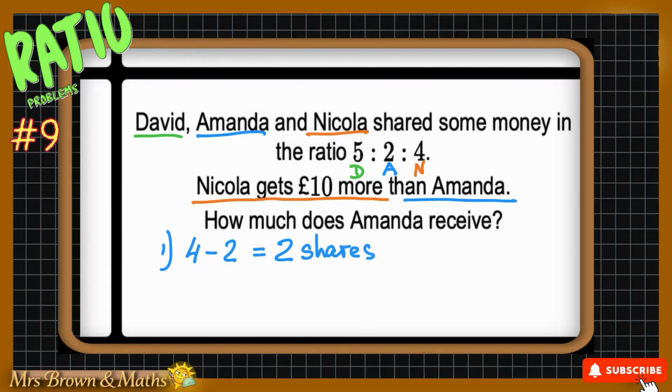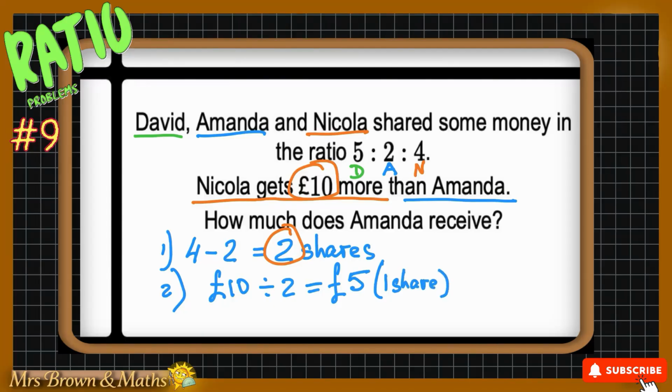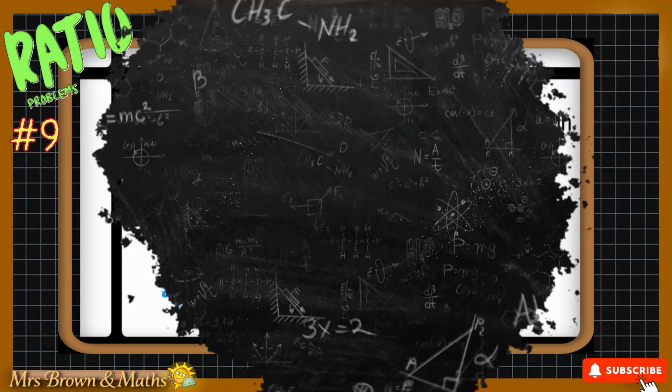How to work out the value of one share? £10 divided by 2. The value of one share will be £5. Our question is, how much does Amanda receive? Amanda gets 2 shares. Well, the value of one share is £5. So third step, 2 times 5 equals £10. Final answer, that is 3 mark question.